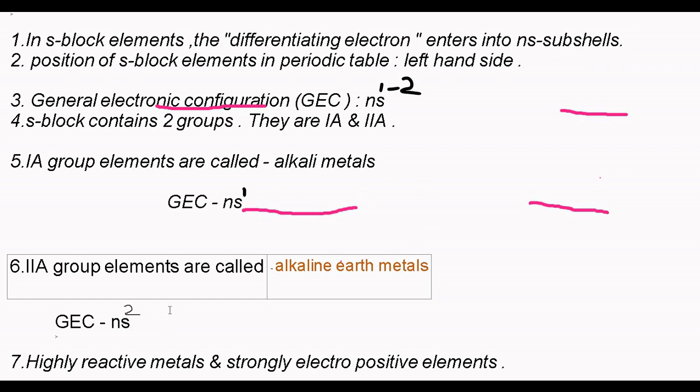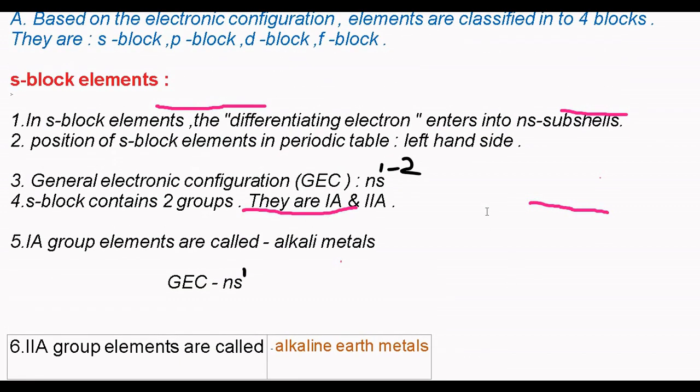These S block elements are highly reactive metals and strongly electropositive elements. That means S block elements are all metals and highly electropositive elements. That means they form positively charged cations. Is it clear? This is all about the S block elements.